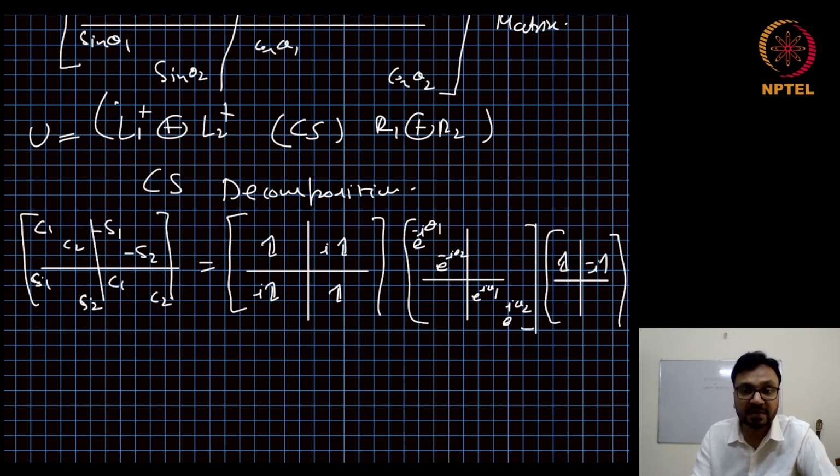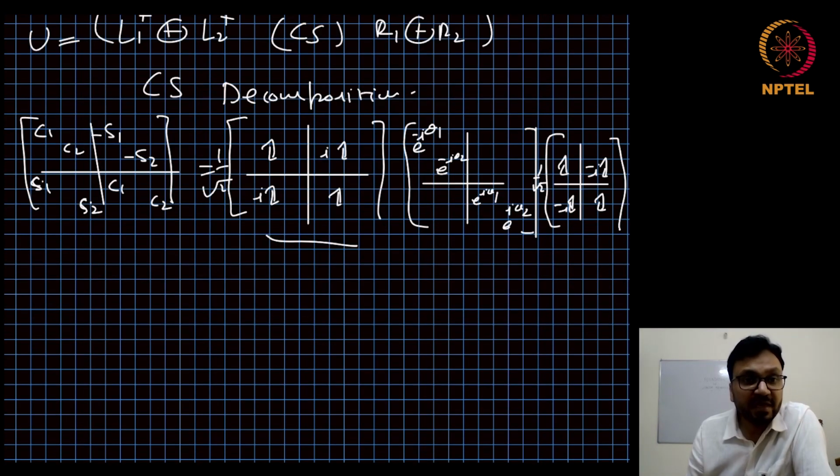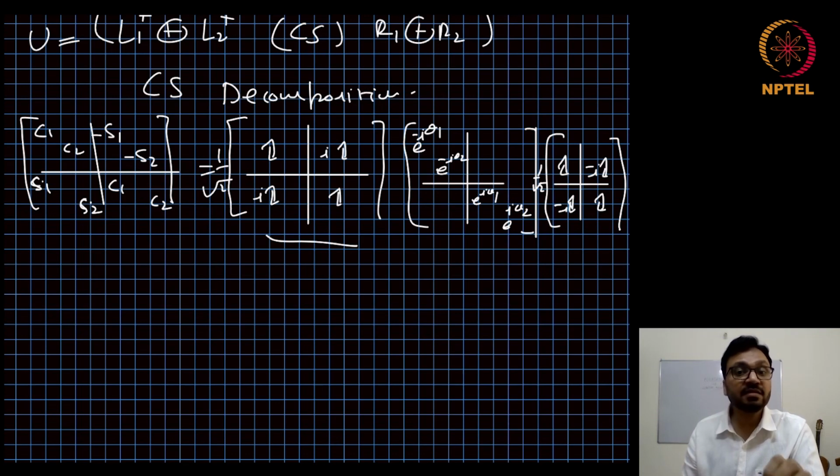Identity minus I times identity minus I times identity and identity. There is 1 over root 2 here and 1 over root 2 here. So we can decompose this CS matrix into a matrix without thetas, a phase matrix, and a matrix without thetas. What we have done here so far is decompose this CS matrix into a matrix without any phase information theta, and a diagonal matrix having the information about phases.